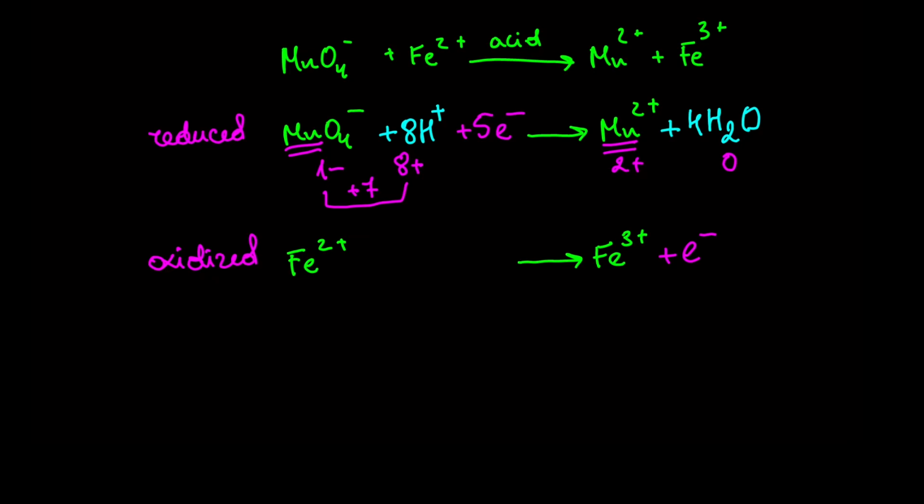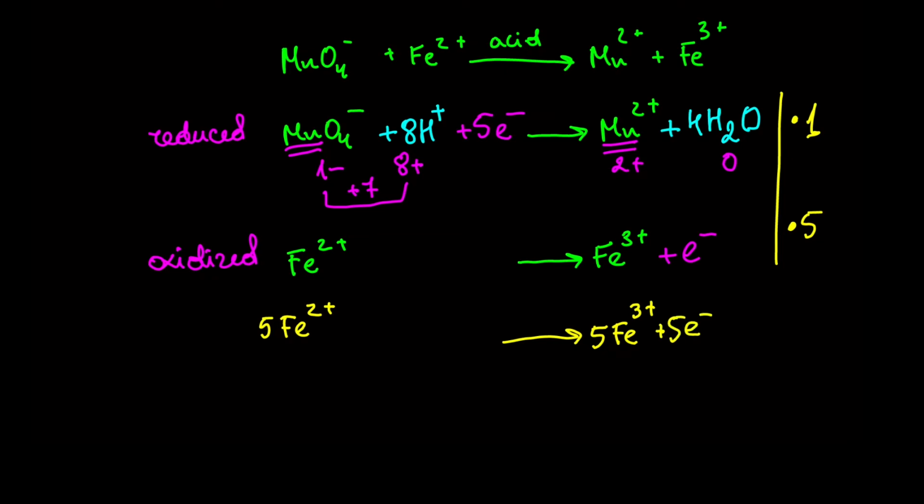Because we have a different number of electrons in our half reactions, we must even them out. We multiply the first half reaction by 1 and the second one by 5. We get 5 Fe 2 plus, reaction arrow, 5 Fe 3 plus 5 electrons.